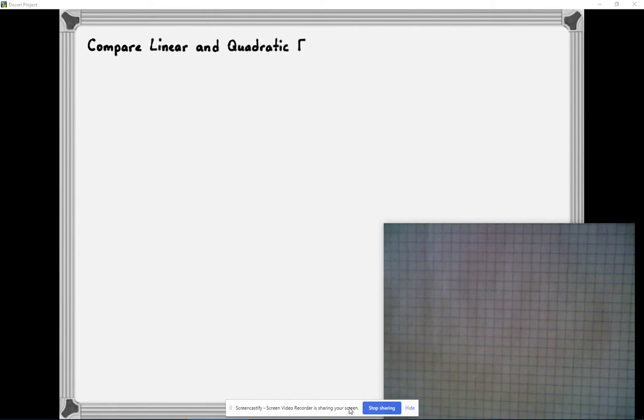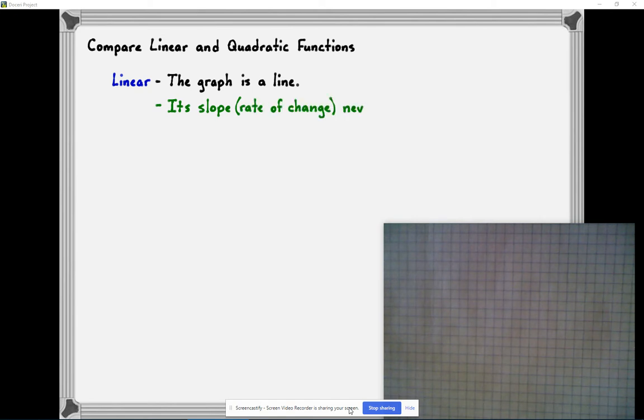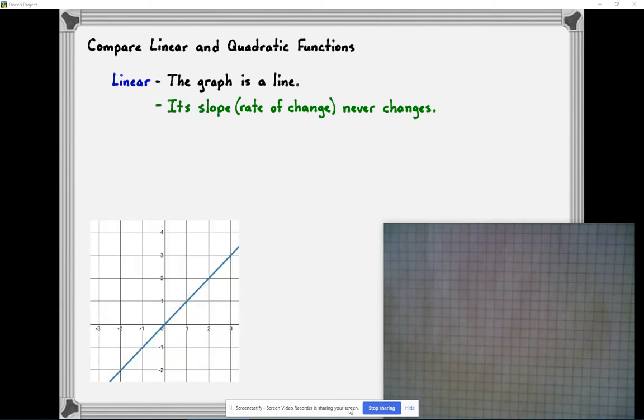All right, let's go ahead and take a look at linear and quadratic functions. This is going to be notes for you for sure, so make sure you're taking good notes on this. Remember that the graph of a linear function is a line. That's why it's called linear, okay? Its slope, or what we call the rate of change, never changes. It's got a constant slope. So every time you move over 1, you go up or down the same exact amount. It doesn't change. And so you get a constant line.